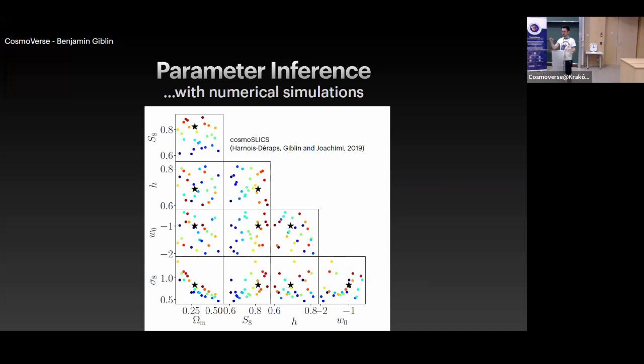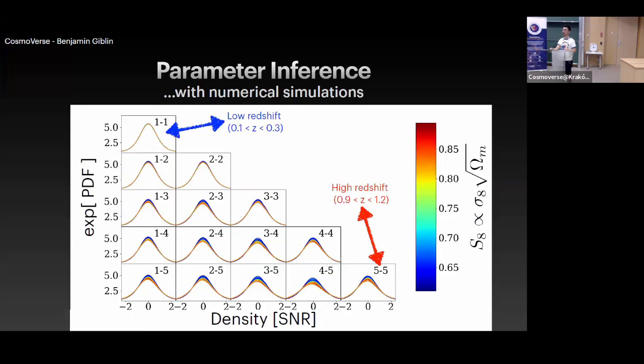So here's a picture of the PDFs that we measure from the simulations. Y-axis is PDF, x-axis is the density in units of signal to noise. And we also measure this in many redshift bins. So up in this top corner, we have the measurement from low redshift, 0.1 to 0.3. Down here, it's high redshift, 0.9 to 1.2.